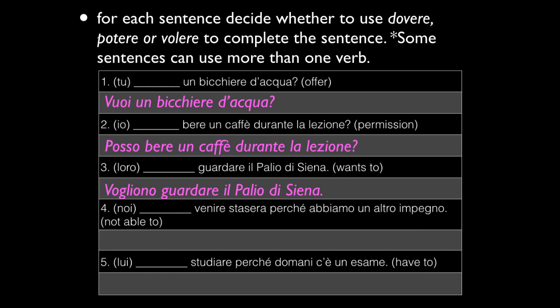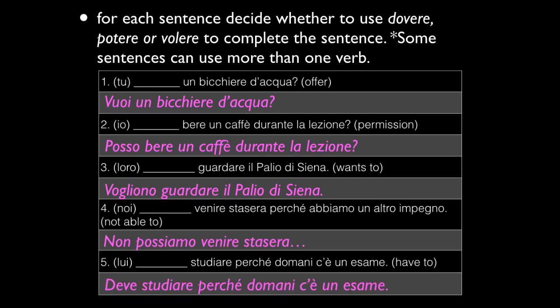And 4, noi not able to. So what are they not able to do? Noi non possiamo venire stasera perché abbiamo un altro impegno. So we cannot come tonight because we have another obligation. We have something else to do. That's a great phrase to learn, by the way. Un altro impegno is how you politely decline. I can't come because I have another appointment.